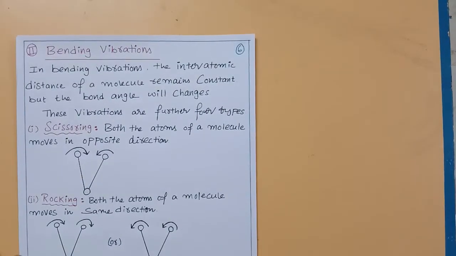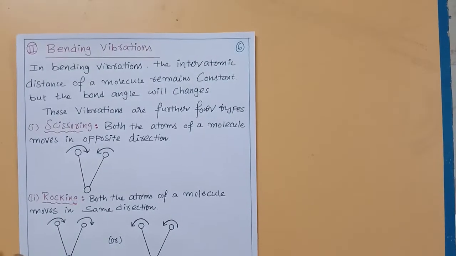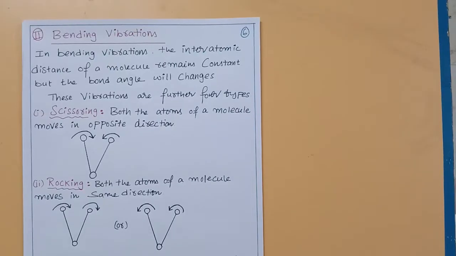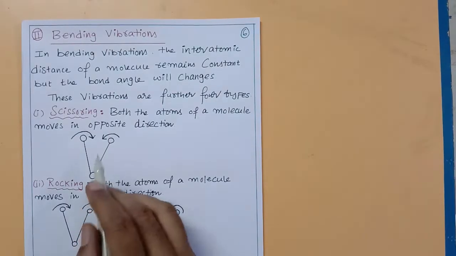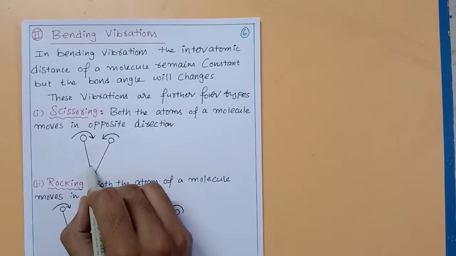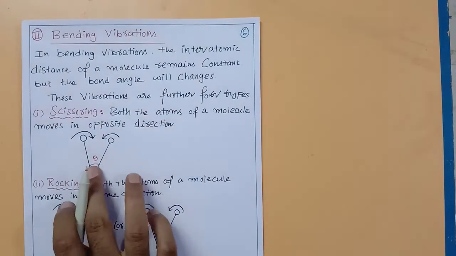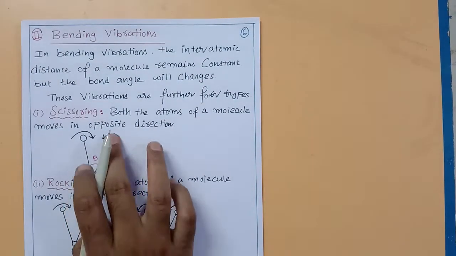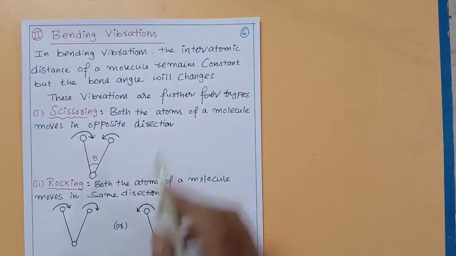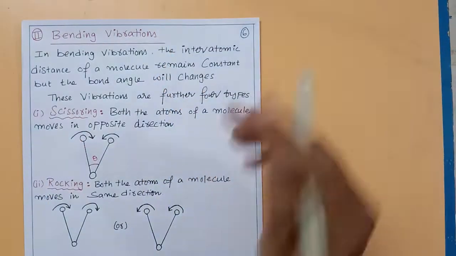Then there is the second type of vibration, bending vibrations. In bending vibrations, the interatomic distance doesn't change, but the bond angle will change. So bond angle means this one. This is the bond angle, right? It is represented by theta. If the bond angle changes but the interatomic distance remains fixed, that vibration is called bending vibration.